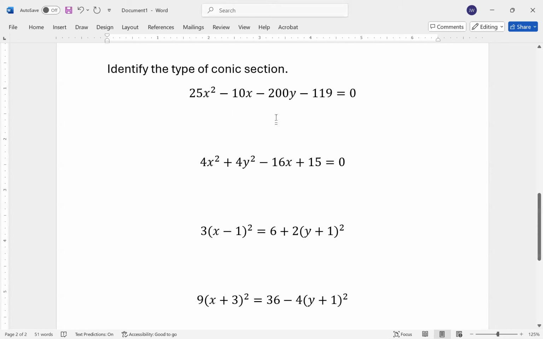All right, let's go ahead and do this. This first equation, we have an x squared term. We have no y squared term visible, so the coefficient of the y squared term is an implicit 0. So we have a parabola. We have no y squared term, essentially. On the second one, here we have an x squared and a y squared on the same side of the equation, and both coefficients are 4. That means that conic section is going to be a circle.